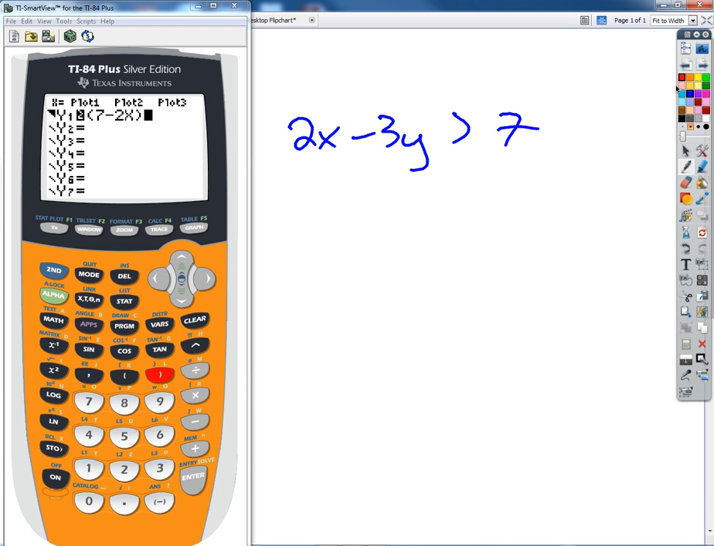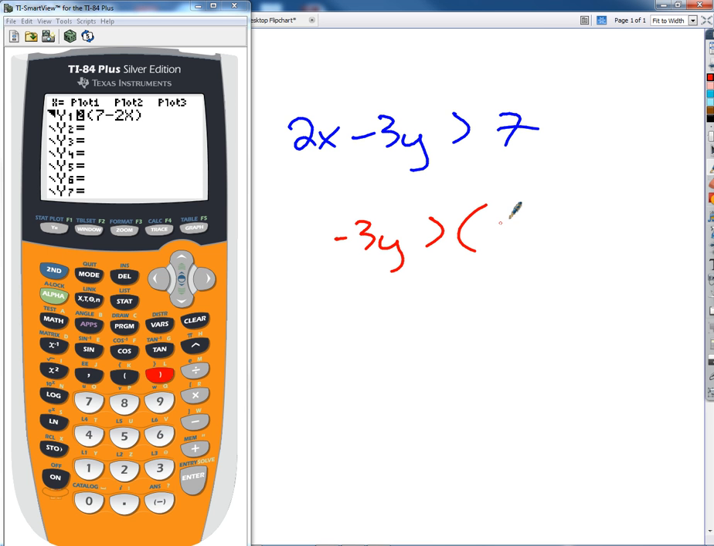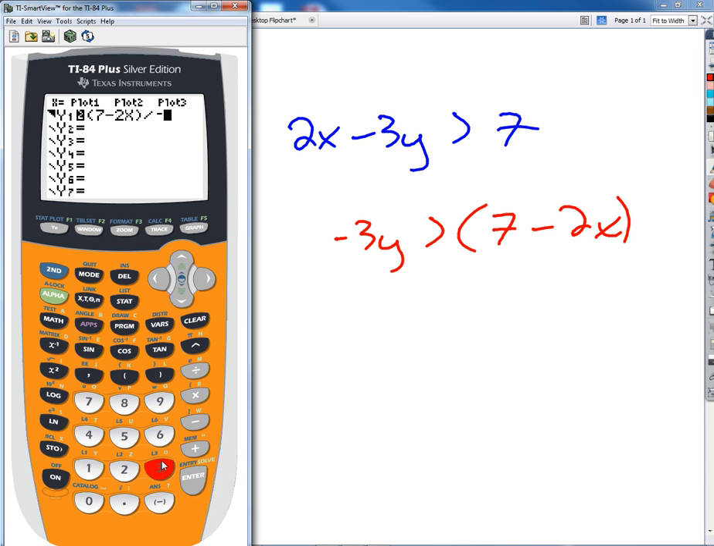Divided by, exactly. So I'm going to end up with minus 3y is greater than 7 minus 2x. And then the last step is to divide by negative 3. You do have to change the sign, which is why you have to do that. So we'll go divided by negative 3, and that means I've got to flip the sign, doesn't it? I know that sign is going to turn into a less than.